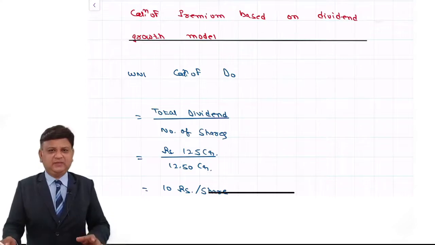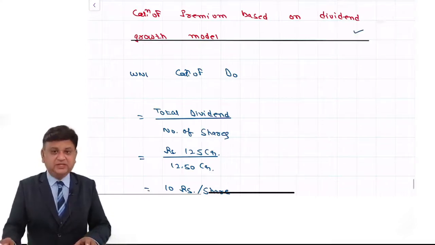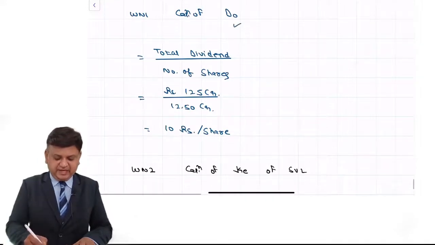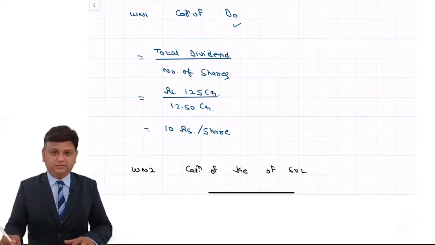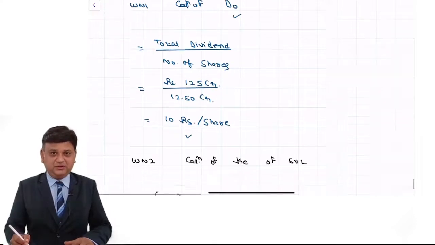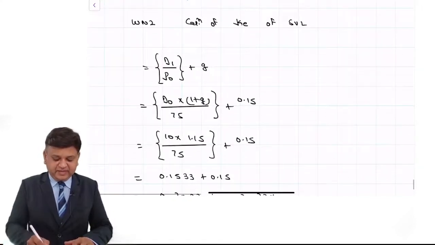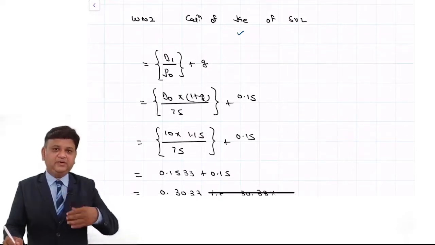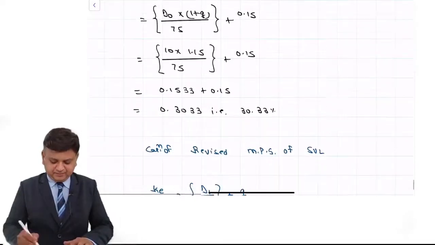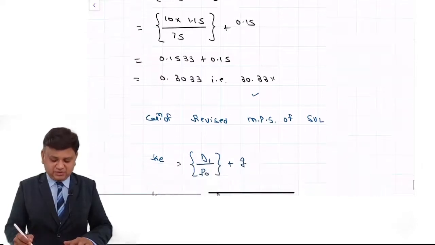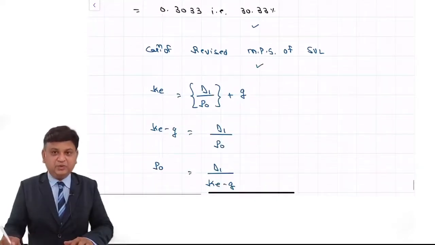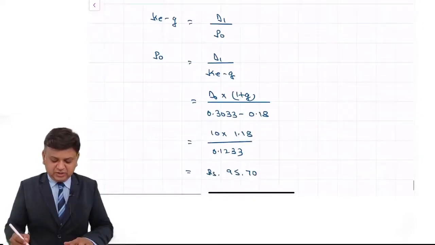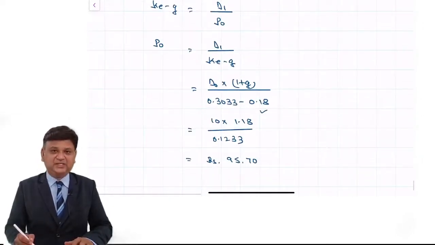I just revised the second method. Premium based on the dividend discount model approach or dividend growth model approach. In that, first of all, we make the calculation of the just paid dividend. The just paid dividend is rupees 10 per share. Then we make the calculation of the Ke, cost of equity of the target company, that is D1 divided by P0 plus g, that is 30.33%. Then we compute the revised market price of the equity share of the target company using the new growth rate, which is 18% in this example.